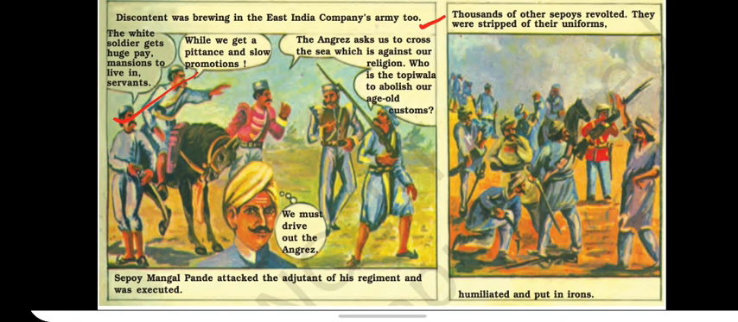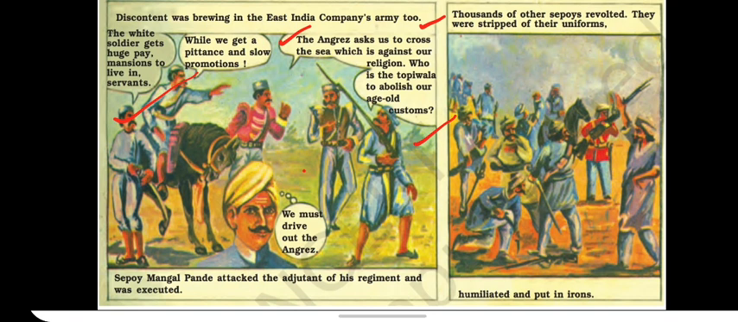They get huge salary and promotion was easier for them. But Indian soldiers who work in the East India Company don't get all these benefits. The English ask us to cross the sea, which is against our religion. Who is the topi wala to abolish our age-old custom? The Englishmen, white people, are telling them to move from India and cross the sea, which was against their religion, because they believe that if they cross the seas they will lose their religion. And then they are criticizing, saying bad things about the English people.